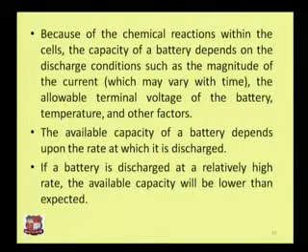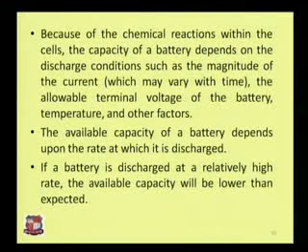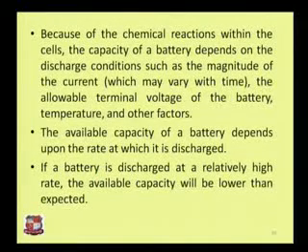Because of the chemical reactions within the cells, the capacity of a battery depends on the discharge conditions, such as the magnitude of the current, which can vary with time, the allowable terminal voltage of the battery, that is, the voltage across its terminals with plus and minus polarity when we measure it in a multimeter, and temperature and other factors.